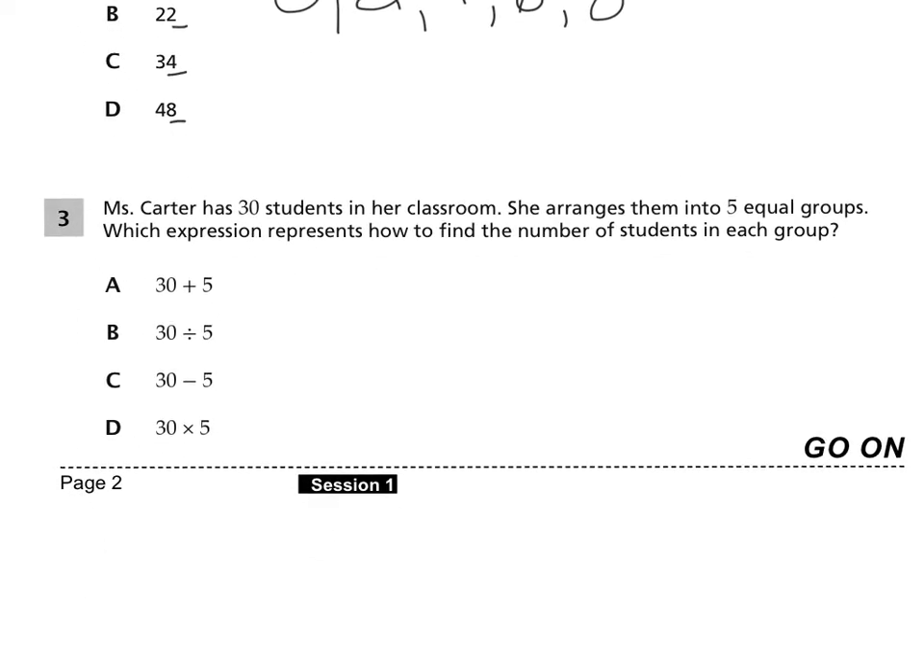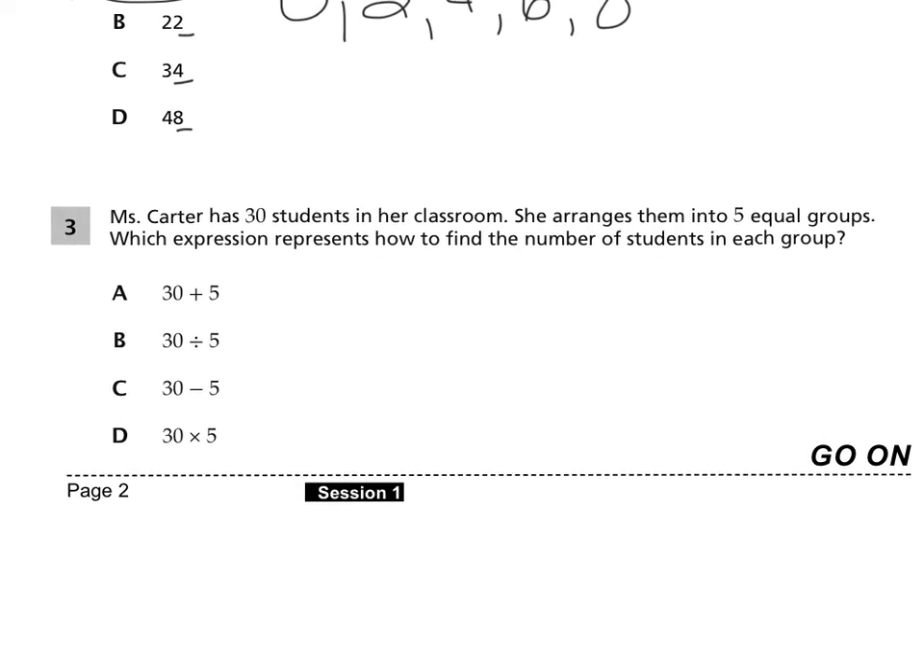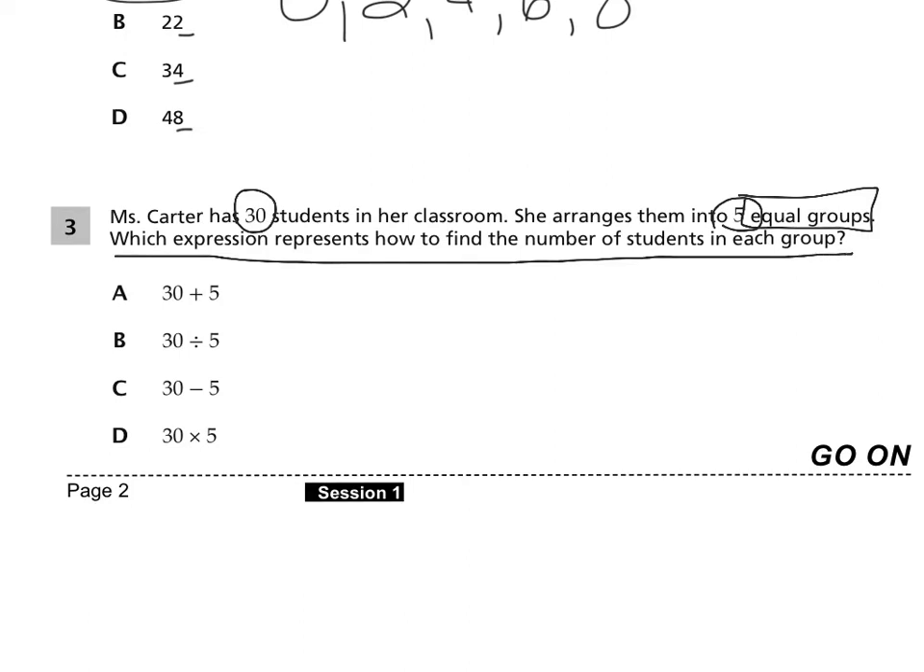Let's go to number 3. It says Miss Carter has 30 students in her classroom. She arranges them into 5 equal groups. That's an action word. Which expression represents how to find the number of students in each group? So we know we need our students. Those are our units. 30 is our total.